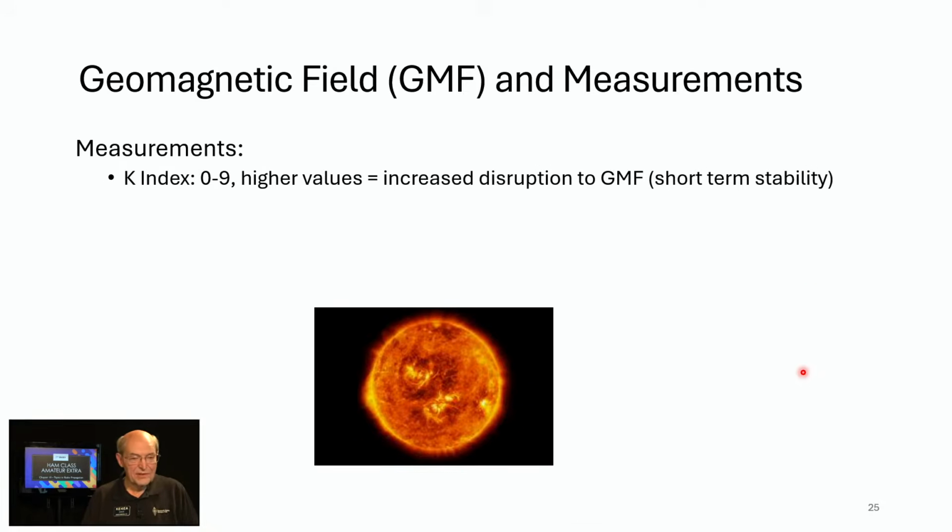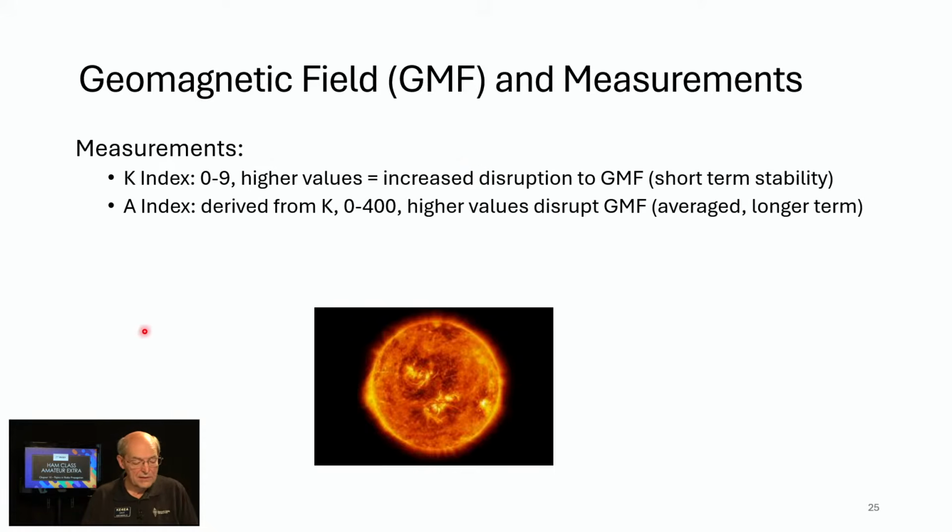More measurements. I touched on K. We talk about A and K in the general class as well. The K index, just to review, goes from 0 to 9. Higher values mean increased disruption of the geomagnetic field. This is the short-term stability. The other related parameter is the A index. It's derived from K. It takes basically a 24-hour average.